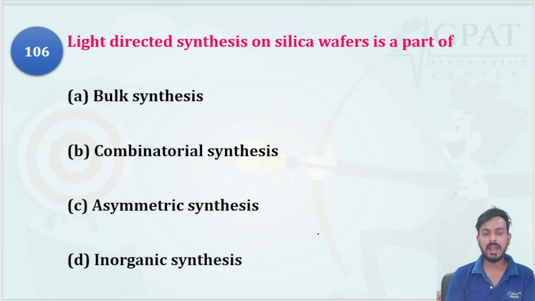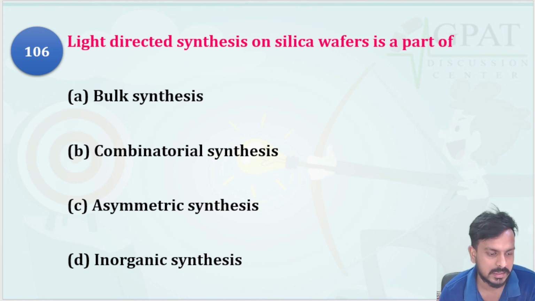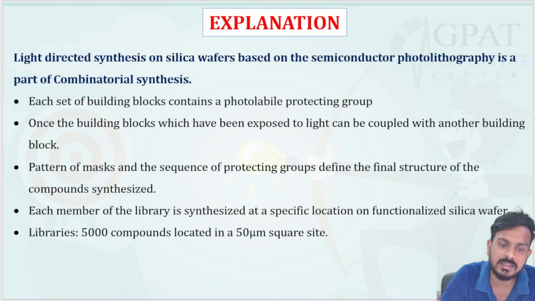Next question. Light directed synthesis of silica wafers is a part of bulk synthesis, combinatorial synthesis, asymmetric synthesis, or inorganic synthesis. Light directed synthesis is a typical example of combinatorial synthesis. What is this combinatorial synthesis? Light directed synthesis of silica wafer based upon semiconductor photolithography is a part of combinatorial synthesis.